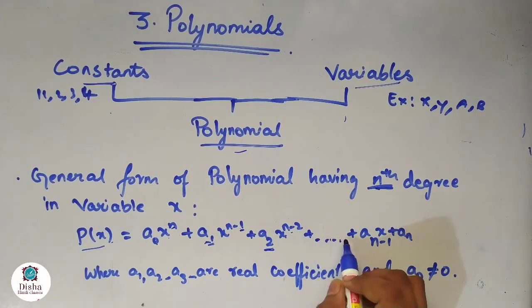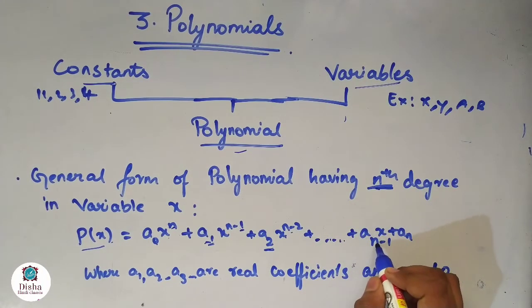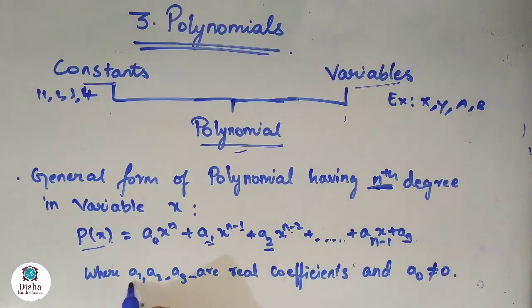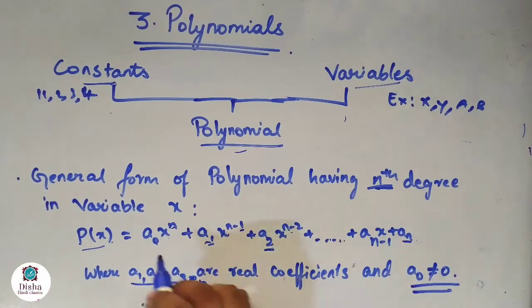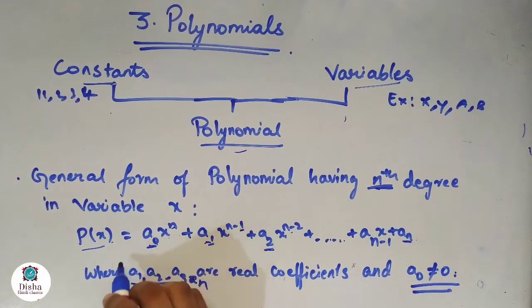In the last we get a n minus 1 x plus an. Here a1, a2, a3 and so on up to an are real coefficients and a naught should not be equal to 0, because if it is equal to 0 then this whole expression will become 0, right? Therefore a naught shouldn't be 0.